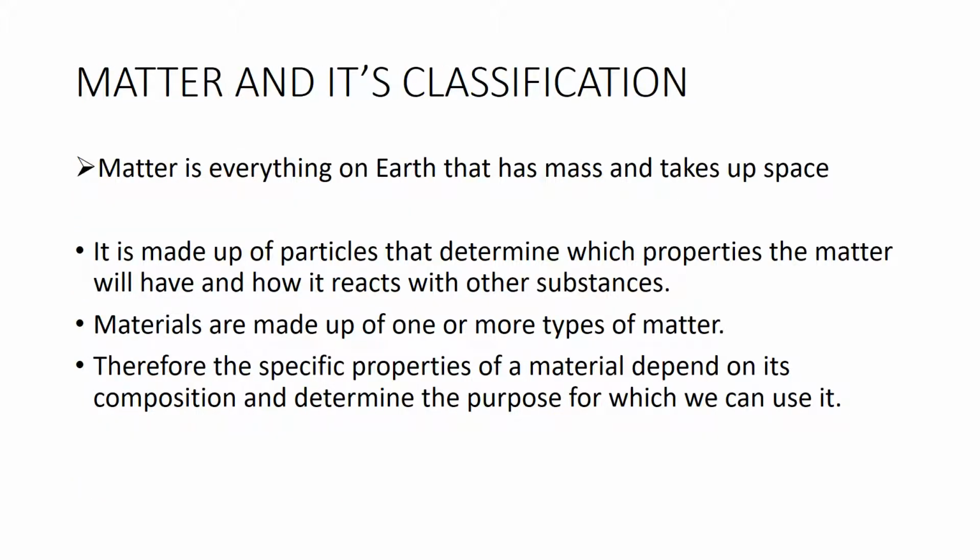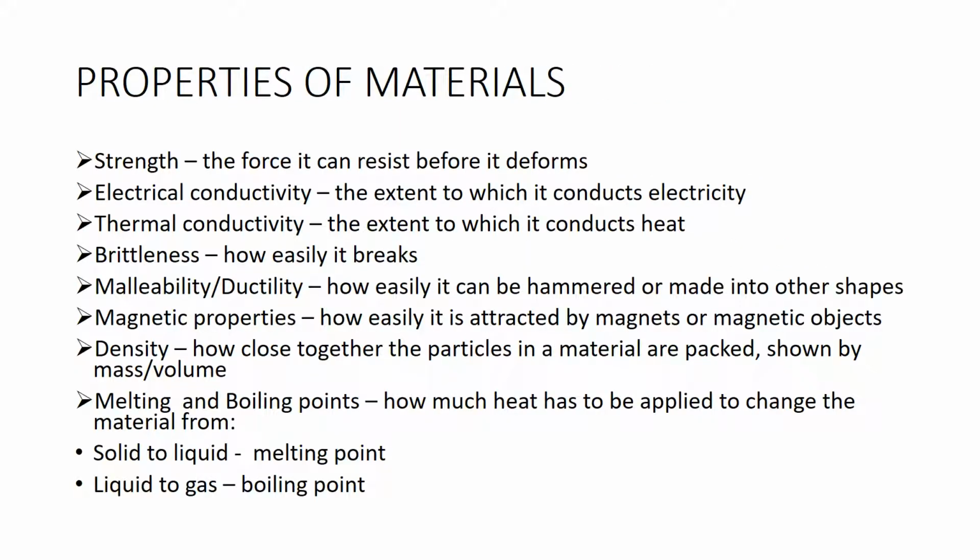So what is matter and how is it classified? Matter is basically everything on Earth that has mass and takes up space. So you can think of anything, a chair, a desk, a cupboard, anything that has mass and is able to take up space on Earth is matter. What is it made up of? It is made up of particles that determine which properties the matter will have and how it reacts with other substances. And then we have materials that are made up of one or more types of matter. The specific properties of a material depend on its composition and determine the purpose for which we can use it. What are the properties of materials?